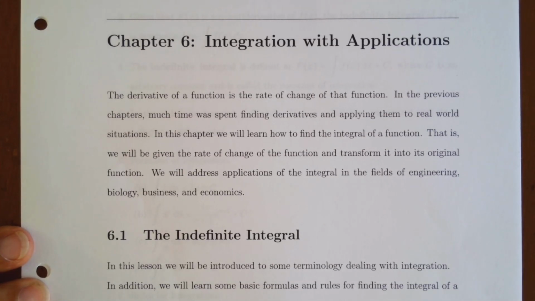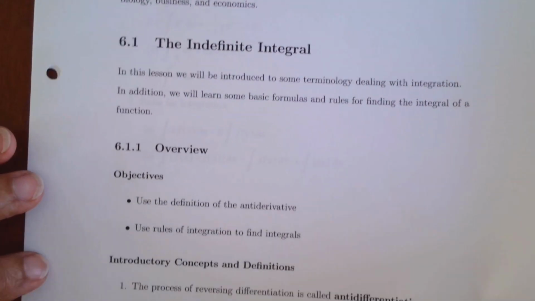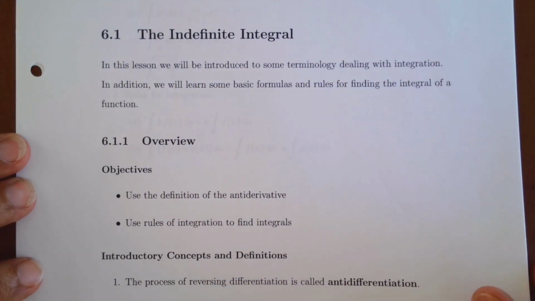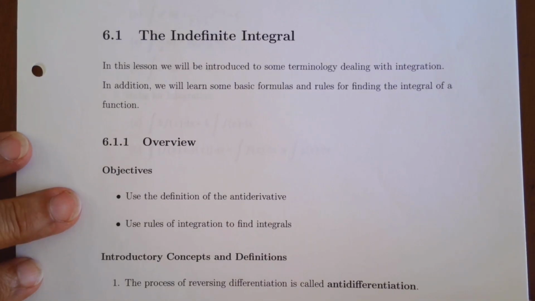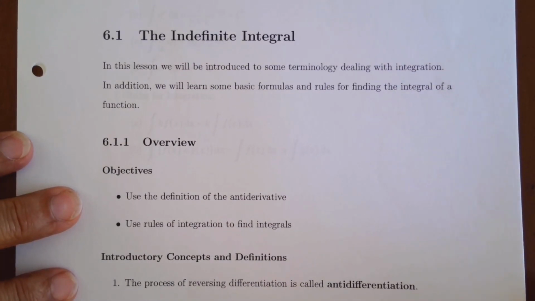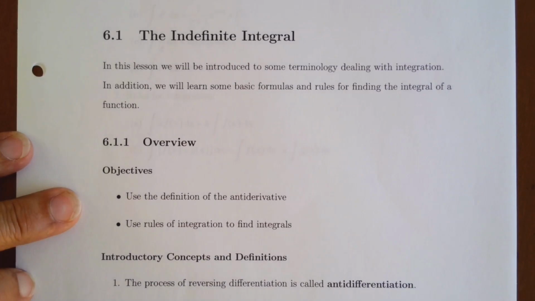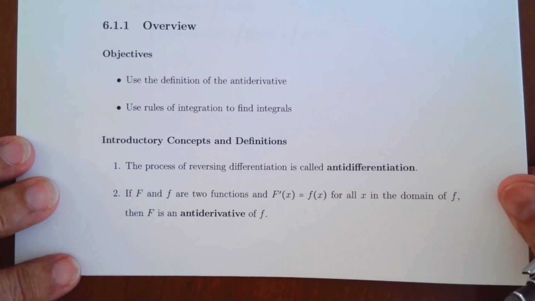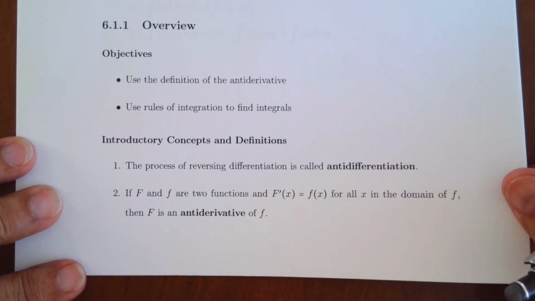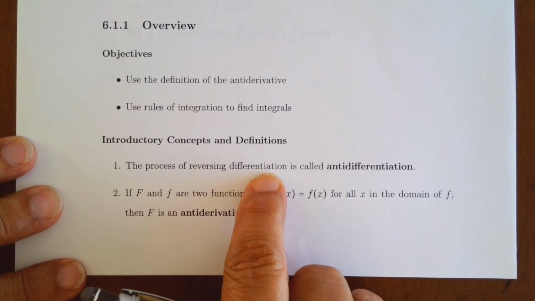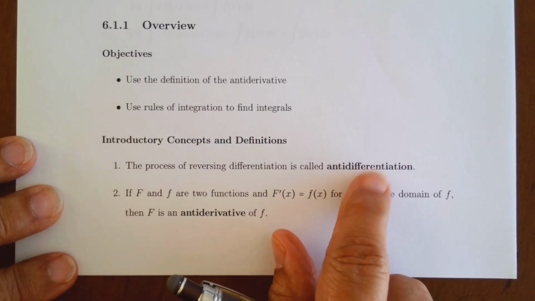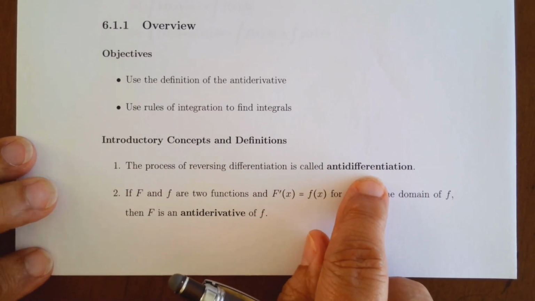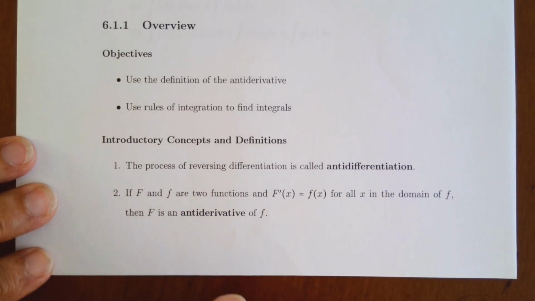So if you do need to take more calculus, you'll have a good idea of what integration is all about. So what we're going to do today is learn how to integrate. We're going to use the definition of what an antiderivative is, and then we're going to use these rules and find some new functions with that. So first off, it says the process of reversing differentiation. Remember, that's how you found the derivative. The process of reversing that is called antidifferentiation.